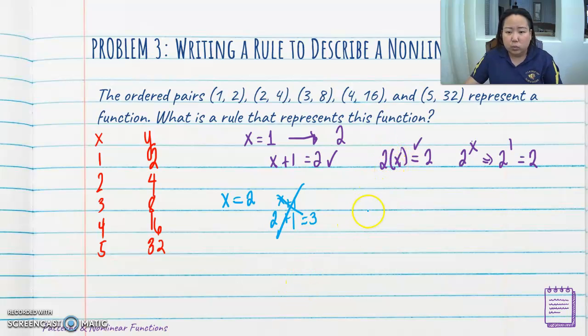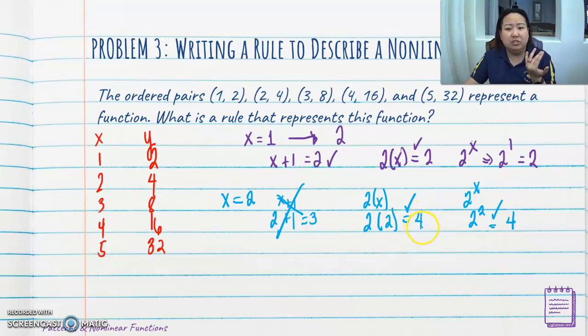Now let's try the next one, 2 times x. Our input is again x equal to 2. Is that equal to our output, which is 4? Okay, looks the same, so this is still a possibility. Now let's try our next option, 2 raised to the x. Our input is 2. 2 to the second power, is that equal to 4? Yep. So out of the 3 initial choices, we are now down to 2.